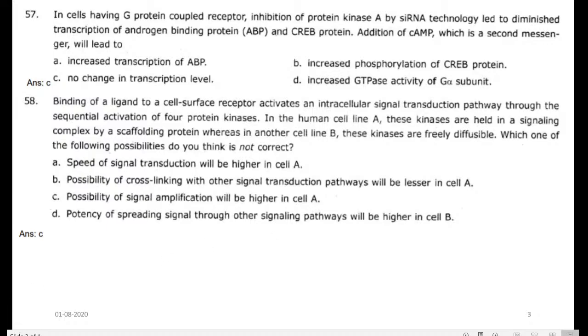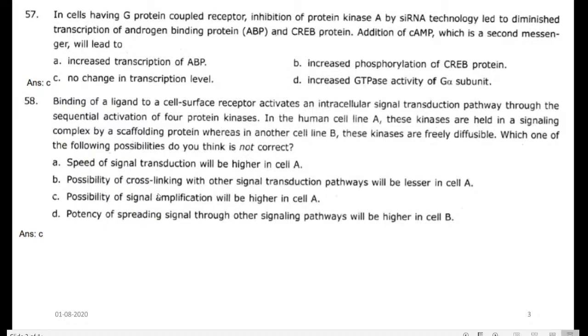First we will discuss the correct answers. The speed of signal transduction will be higher in cell A. It's the correct one. Why? Because the signal protein kinases on the cell surface are activated by scaffold proteins, whereas in B the diffusion is free, so the signal transduction is in a high mode.